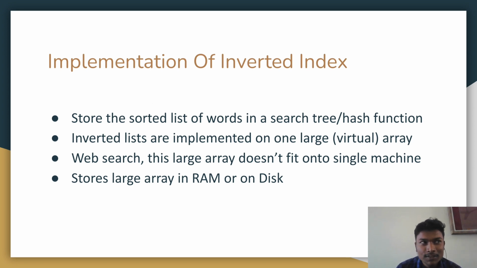A web search engine has millions of index terms, so that will create a large array of inverted lists. We can't store a large array on a single machine, so we require a lot of machines to store the inverted list. For this we use RAM or disk. If you take the example of the Google search engine, it has data centers. In the data centers they have lots of RAM, processors and disks where they store the large array of web pages.